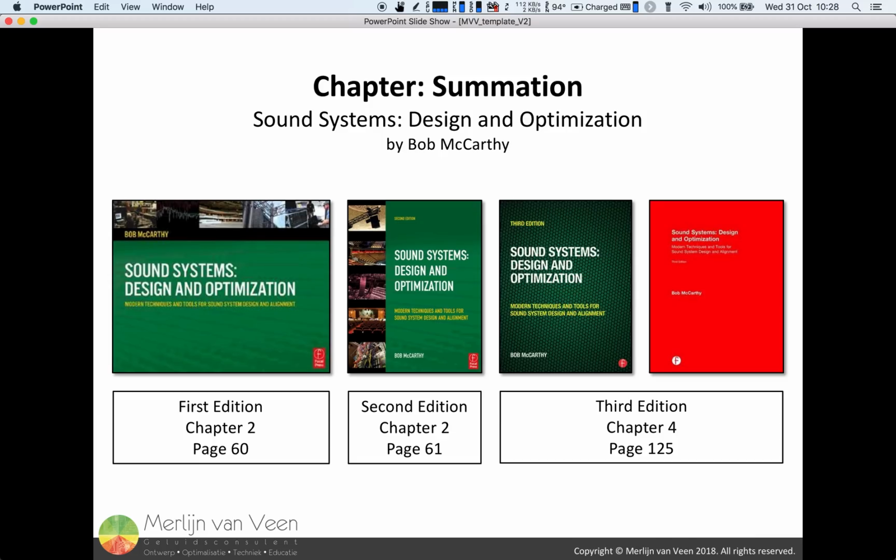But for those that own a copy of his book, read up on the chapter summation. This is where this is explained in great detail. So if you own a copy of Bob McCarthy's Sound System Design and Optimization, go to the chapter summation, which would start on page 60 in the first edition, chapter 2. In the second edition, it would also be chapter 2, starting on page 61. And for those that own a copy of the third edition, it is chapter 4, starting on page 125.